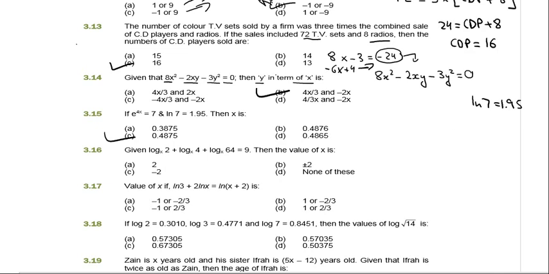3.16 says log x 2 plus log x 4 plus log x 64 is equal to 9.